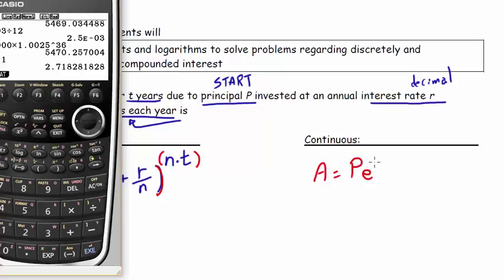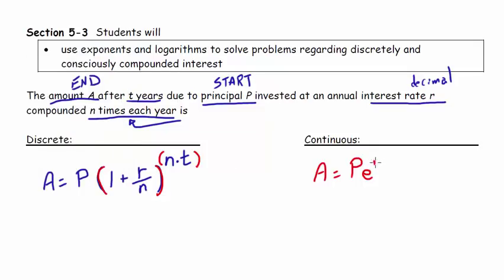All right, and then we're going to take that and raise it to the rt. Again, make sure you have parentheses around your exponent when you type this in. And you might want to make a note, this is a special number, which is about 2.718. But we will use the unrounded version that's built into our calculator.